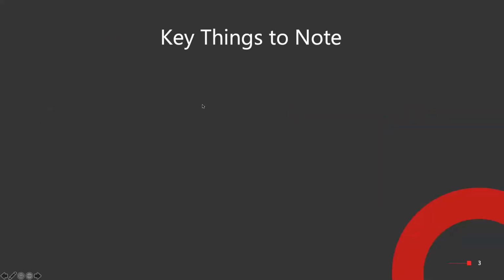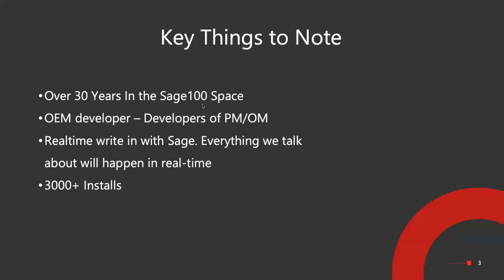A few things that I just want to point out about Scanco. First off, we've been doing this for over 30 years in Sage 100. This isn't the first time we've done this. We've seen a lot of different processes and we've been able to learn throughout that time. We're also an OEM developer for Sage, but what does this mean to you? This means we've actually developed modules inside of Sage and for Sage. One example, which we're going to go over today, is production management. We are the developer for production management as well as operations management. So we really have a great partnership with Sage in every product that we're going to be talking about.